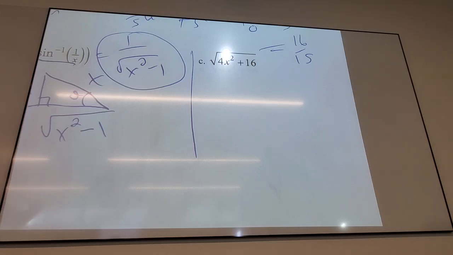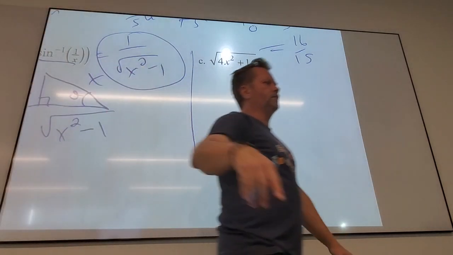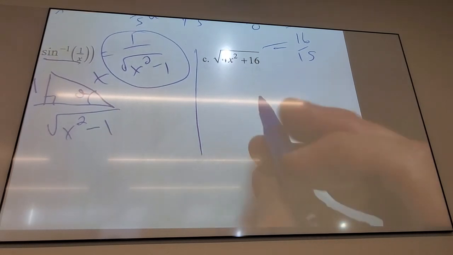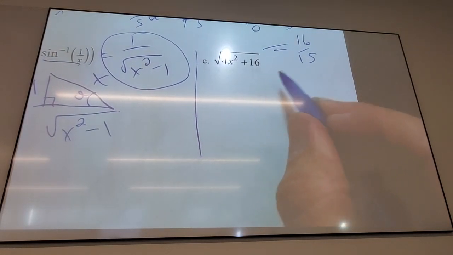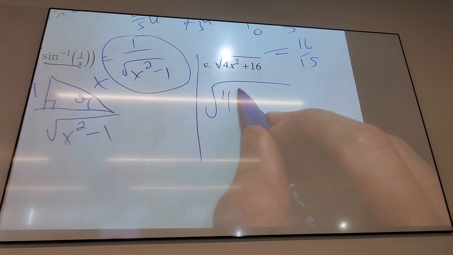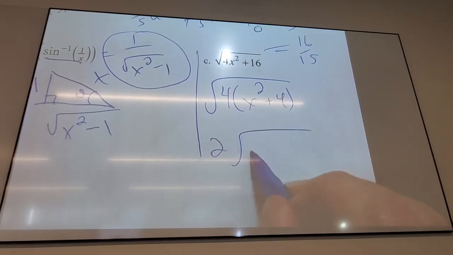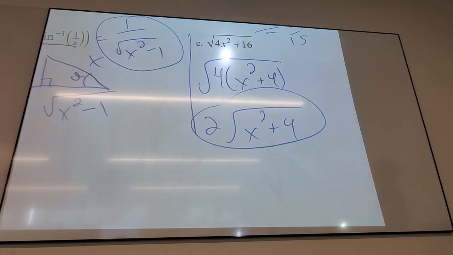Okay. Normally this leads to issues in Calc 1 and 2, but anywhere you do this, it's going to lead to issues. You're never going to get the right answer. So what can you do? There's one thing you could do. Take out the square root of 4, which is 2. Square root of x squared plus 4 is, I don't know.